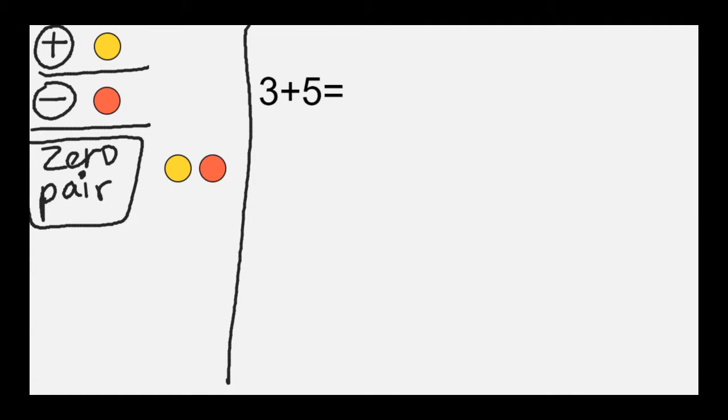We're given these two integers, a positive 3 and a positive 5. So what we do is, let's pull out some counters. We'll pull out positive 3. This is going to be our first number. And we make sure that these are yellow. Yellow, yellow, yellow. Make sure they're flipped to the yellow side. So we've successfully modeled positive 3.